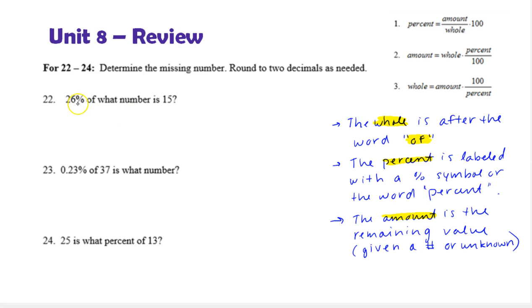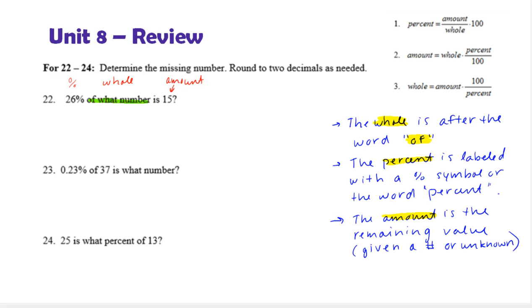So 26% of what number is 15? Okay, so we need to find of what number. Now notice that, like I said, here's the percent. It's labeled a percent. That's easy. After of is the phrase what number. That means that's what we're looking for, and of what number is our whole. And that means 15, the number left over, is the amount.